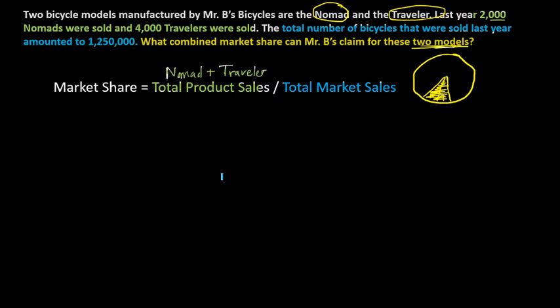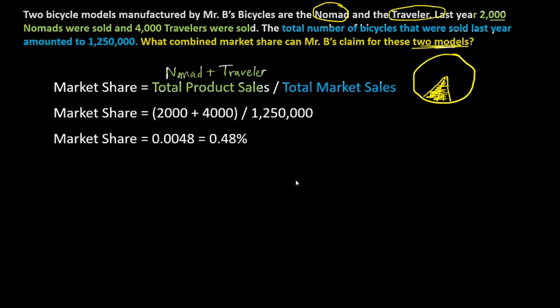Okay, so we have the 6,000 product sales from those two models, our total market sales a little over 1 million. So we simplify, and that's going to give us the market share. Notice that this came out pretty small, and I just want to point this out because I know sometimes students will get a number like this and just assume it's wrong, because most of the time when we calculate percentages, they usually fall between 1 and 100%, right? So as always, double check your calculations, but this is correct.